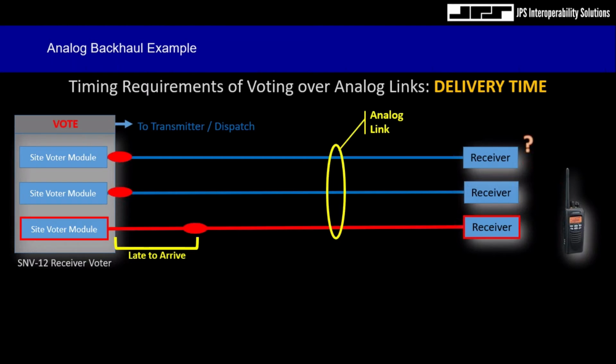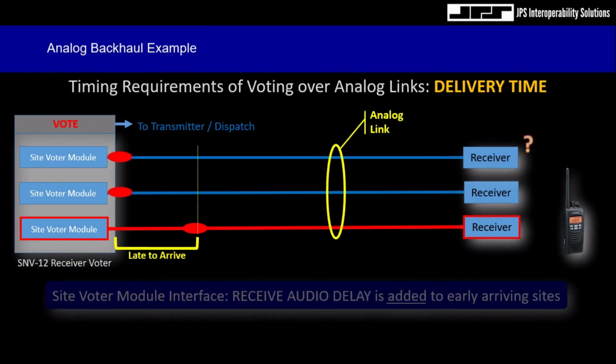When in fact, as soon as the late audio arrives, that audio might be poor, and naturally the voter will then switch to a better site, but this still constitutes missed voting, as you may truncate a few syllables in the received audio stream or even cause an echo.